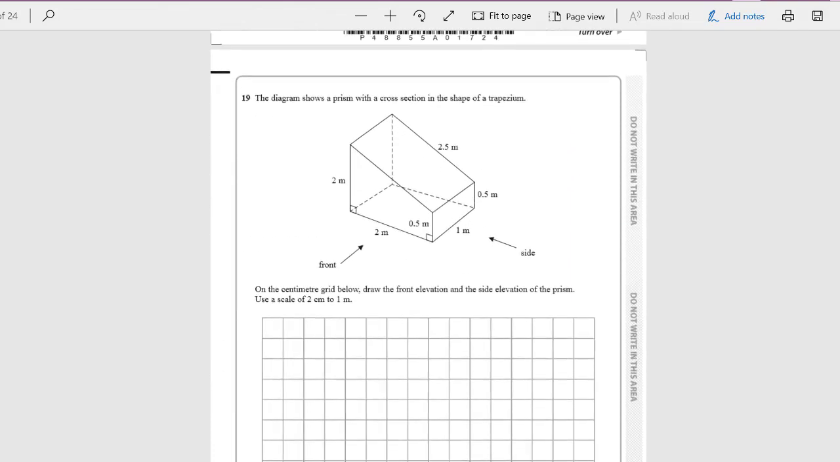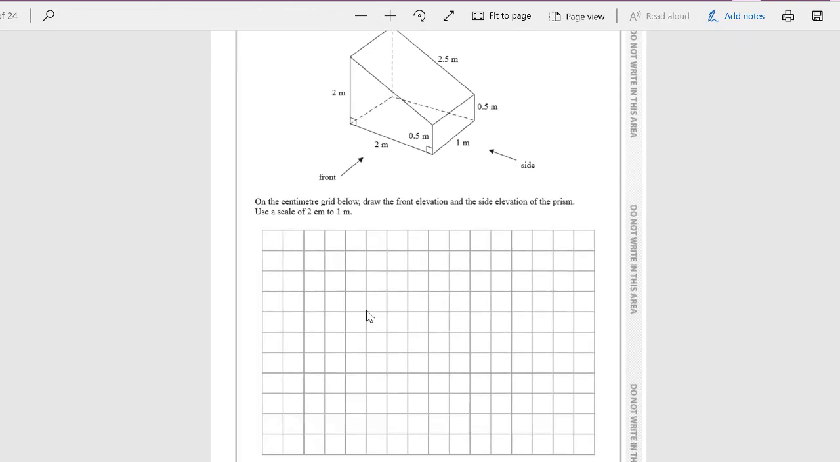Brilliant. Okay, question 19 says the diagram shows a prism with a cross section in the shape of a trapezium. On the centimeter grid below, draw the front elevation and the side elevation of the prism. Use a scale of 2 centimeters to 1 meter. So basically each 2 centimeters is 1 meter, so essentially each square is 0.5 meters.